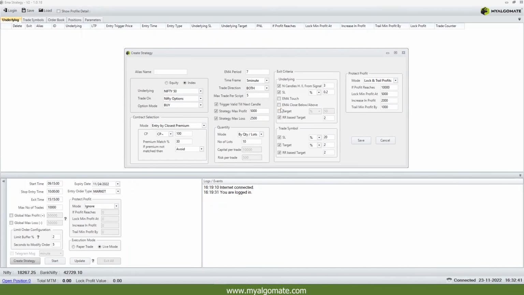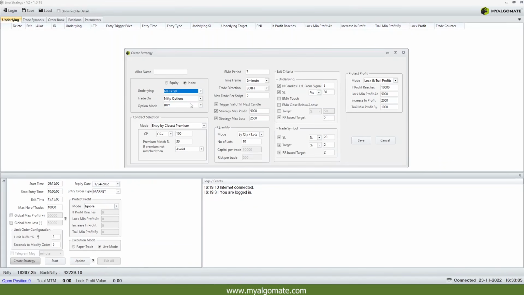So let's say if you are keeping a stop loss of say 30 points, then 30 points is your stop loss, so your reward to risk based target will be 60 points. Like that you can set. Now all these exit criteria are based on underlying. So let's say if you are selecting Nifty spot over here and you are trading based on options, so this underlying exit criteria will be applicable on the Nifty spot chart.